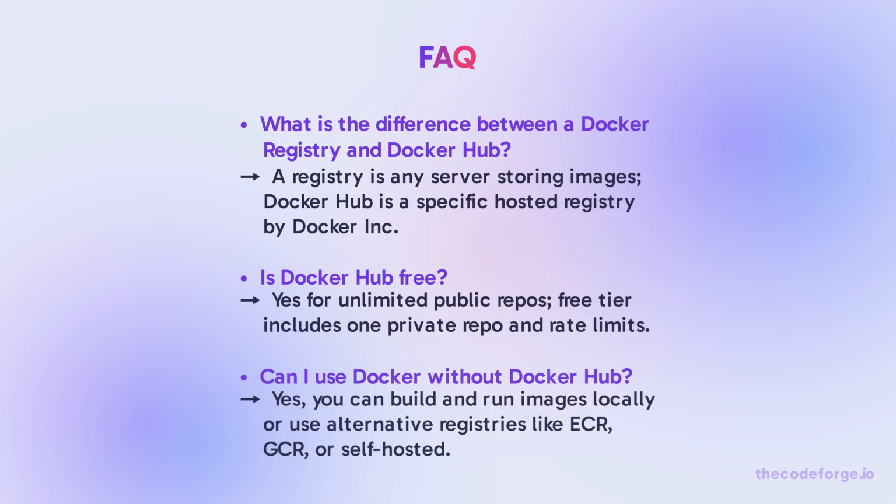And a few frequently asked questions. What is the difference between a Docker registry and Docker Hub? A registry is any server storing images. Docker Hub is a specific hosted registry by Docker Inc. Is Docker Hub free? Yes, for unlimited public repos. Free tier includes one private repo and rate limits. Can I use Docker without Docker Hub? Yes, you can build and run images locally or use alternative registries like ECR, GCR, or self-hosted.